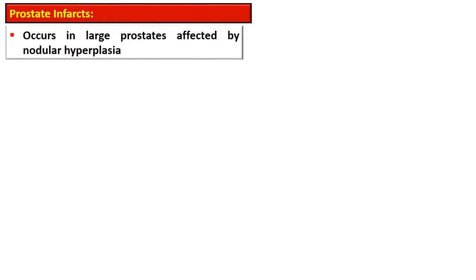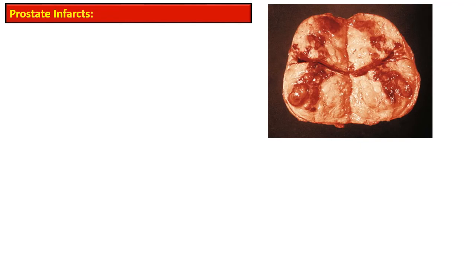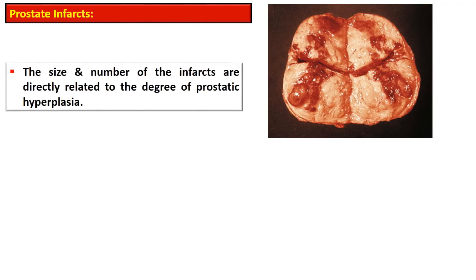When the blood supply to the prostate tissue is compromised, it will result in development of infarct. This occurs in large prostates that are affected by nodular hyperplasia, and this gross picture is showing development of infarct, which is involving a large area of the prostatic tissue, and the size and number of the infarcts are directly related to the degree of the prostatic hyperplasia. Means if the size of the hyperplastic tissue is more, it will result in development of infarct more frequently.